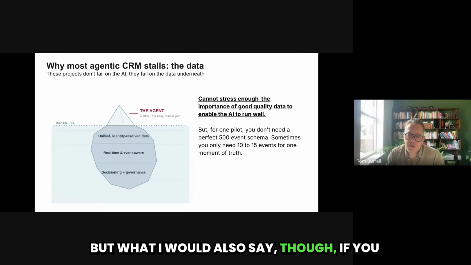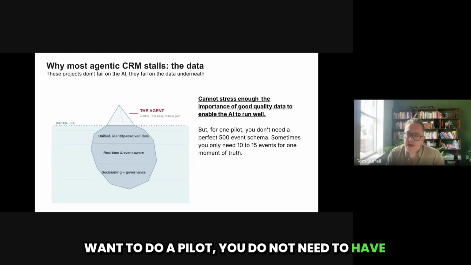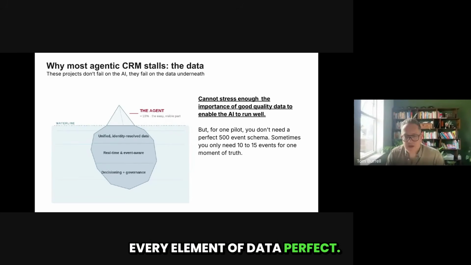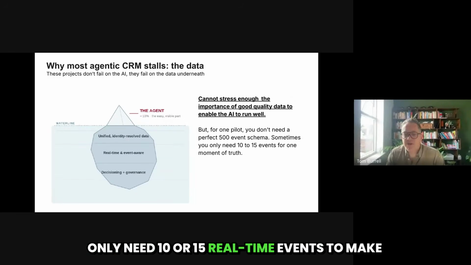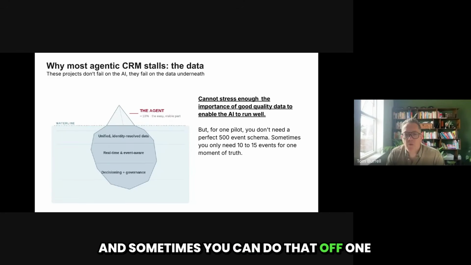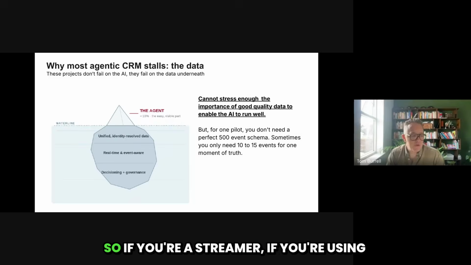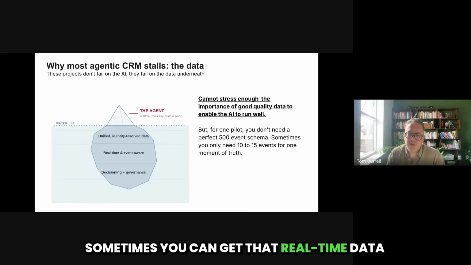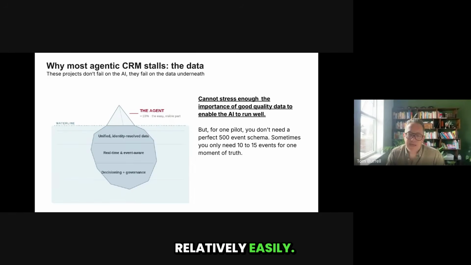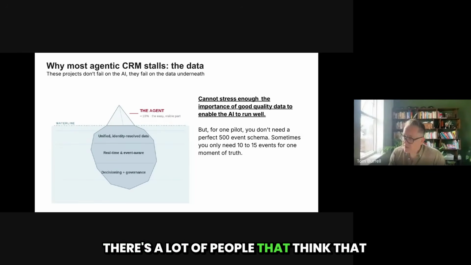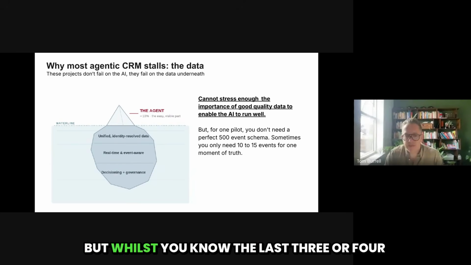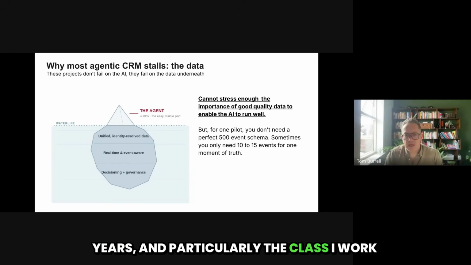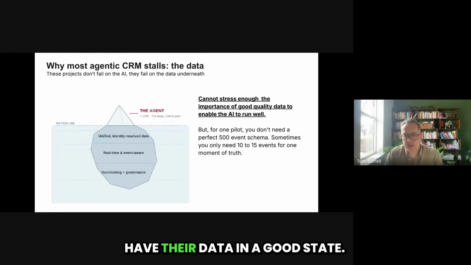But what I would also say is, if you want to do a pilot, you do not need to have every element of data perfect, right? If you pick one moment of truth, the one stage in the life cycle, sometimes you only need 10 or 15 real-time events to make it work. And sometimes you can do that off one platform, so one source. So if you're a streamer, you might use Conviva; if you're in the publishing sector, you can use your CMS. Sometimes you can get that real-time data relatively easily. But I would say as well, there's a lot of people that think that many companies aren't in a good state with their data. But what I've seen over the last 3 or 4 years, and particularly with the class that I work with, is that increasingly many organizations do have their data in a good state.